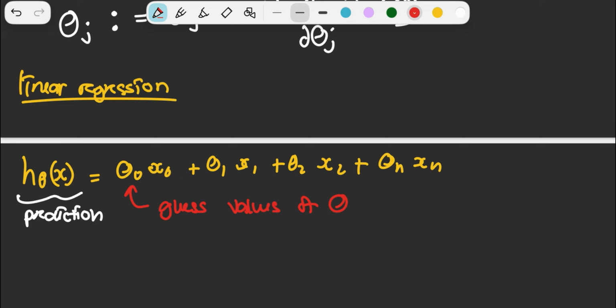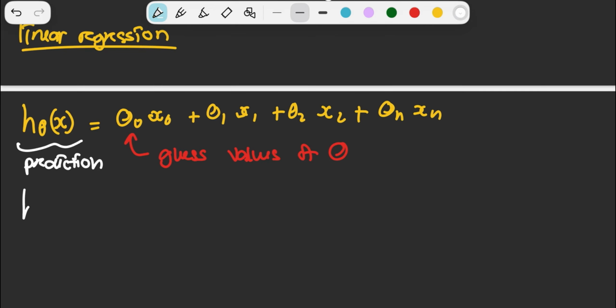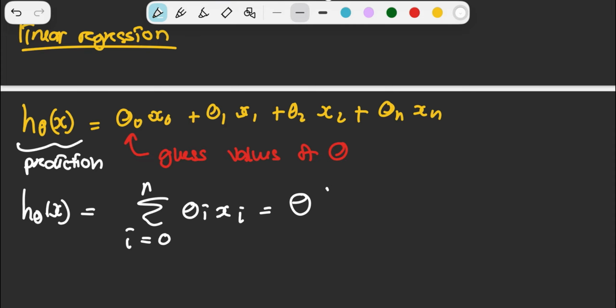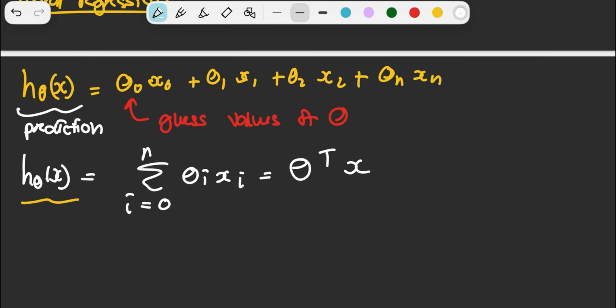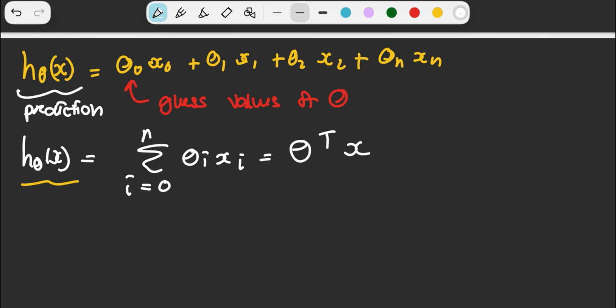So we can represent h theta of x as the summation from i equals 0 to n of theta i x i, we talked about this in the last video, or we can represent this as theta transpose times x, which we also talked about in the last video. Watch it if you don't get it. So this is a representation of the prediction. The prediction can be represented in that specific form, and if you're trying to make a prediction, you're trying to guess and train your model to find values of theta.